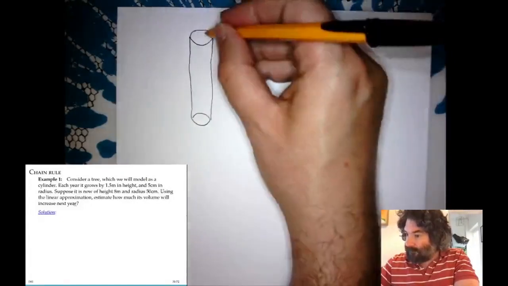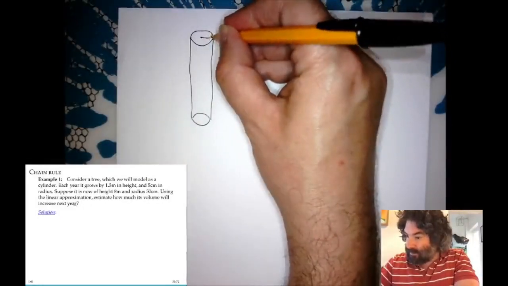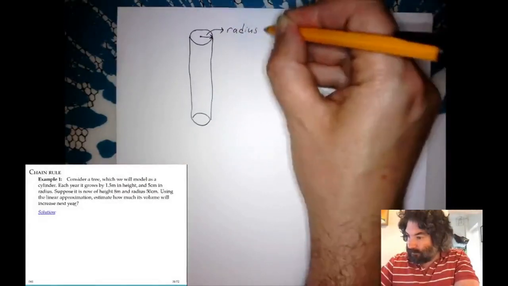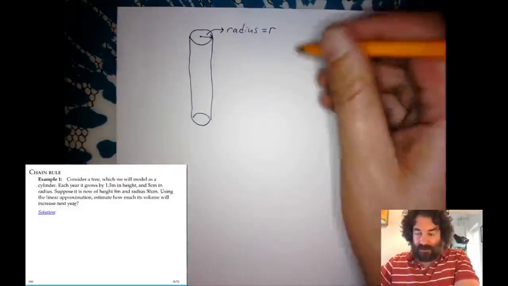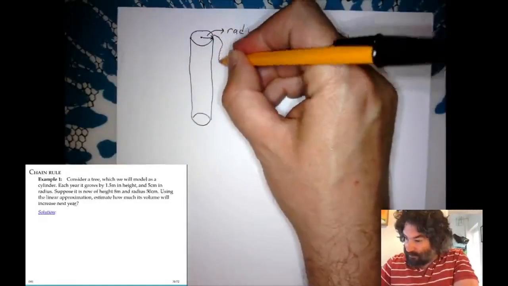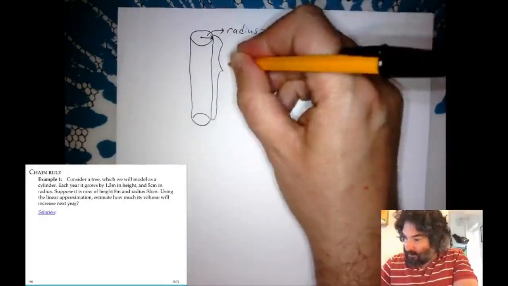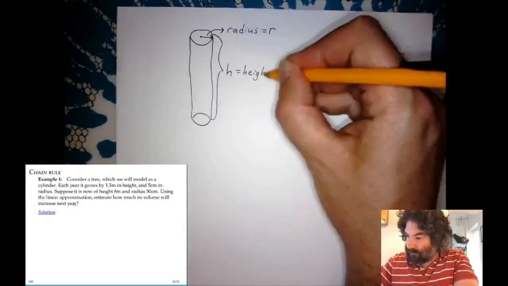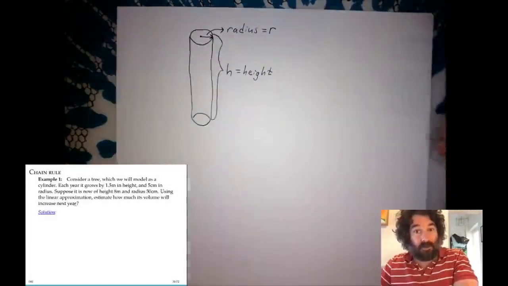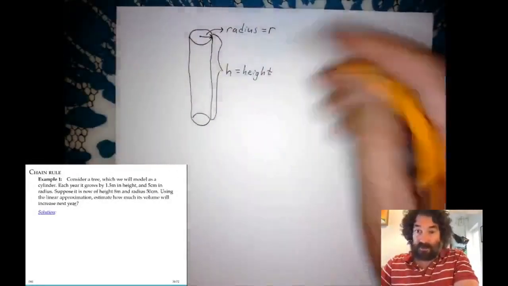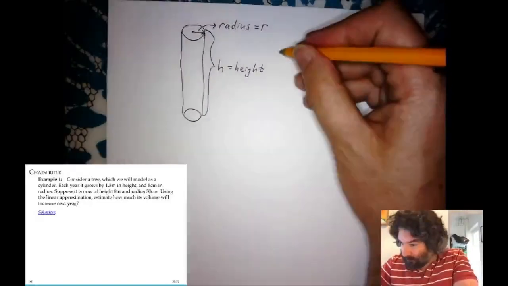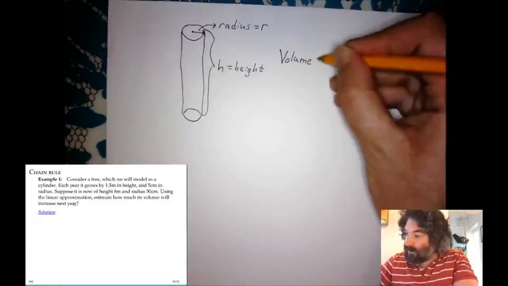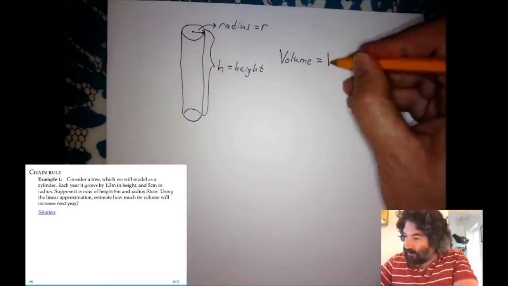And this has a certain radius, which we'll call R, and a certain height, we'll call H. And we want to consider the volume of the cylinder, or the volume of the trunk of the tree. The volume I'll write as V.